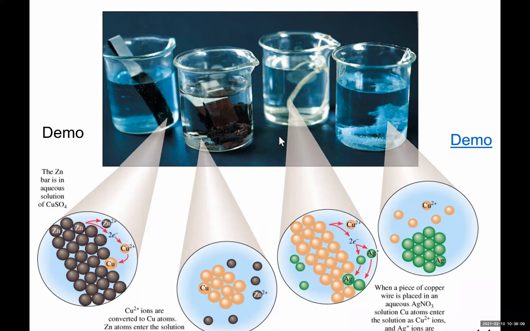Another example on the right-hand side: a copper wire, you can see it here because it's covered with silver metal. A copper wire is placed inside silver nitrate. So what is happening? Silver nitrate, which contains silver ion, Ag+1, is gaining electrons. From what? From the copper wire. So the silver ion, by gaining electrons, makes silver metal.